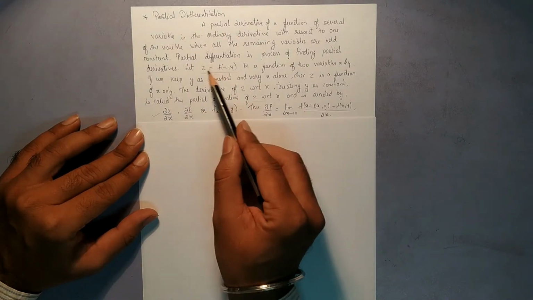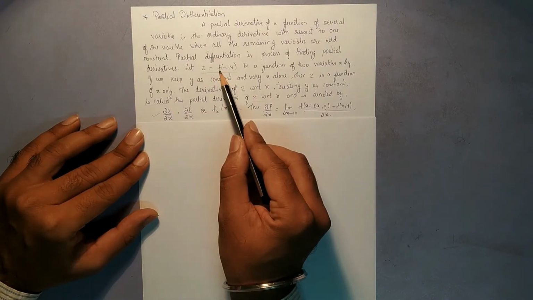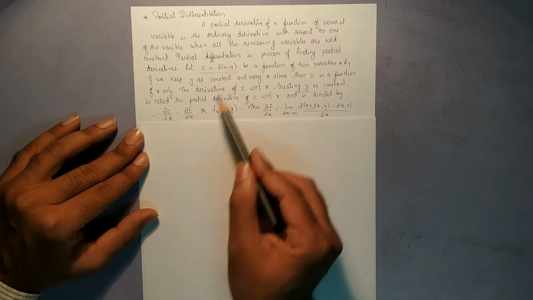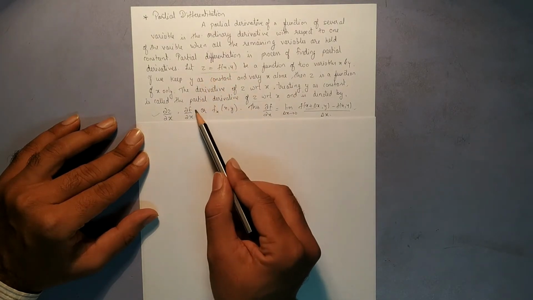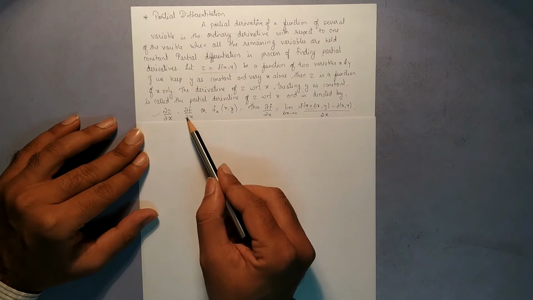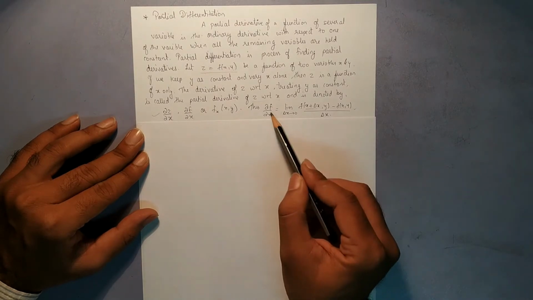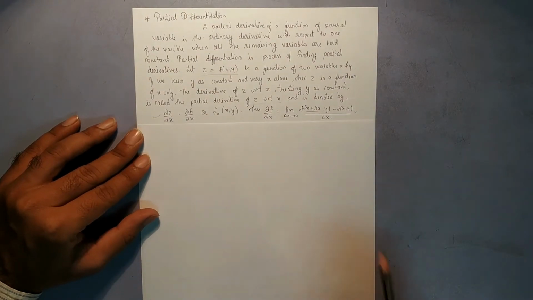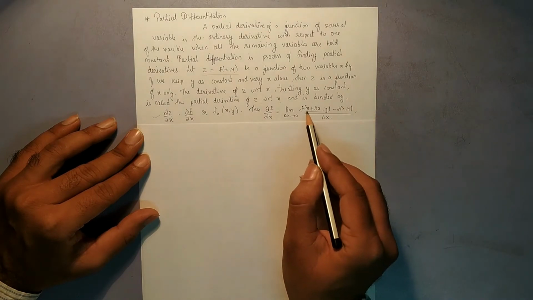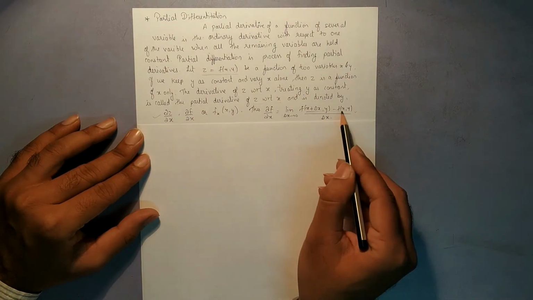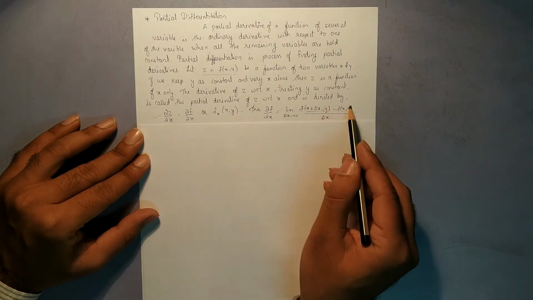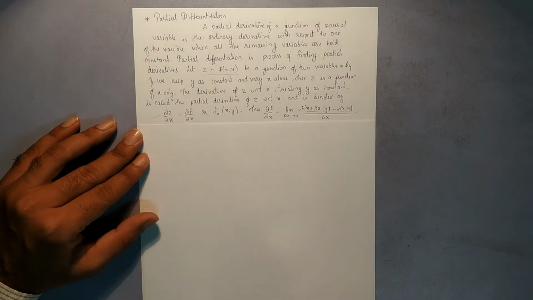If z is denoted by the function f(x, y), then this same notation can be used as ∂f/∂x. ∂f/∂x is given by this limit. In this limit, we can see that there is a change in x but y is kept as constant.